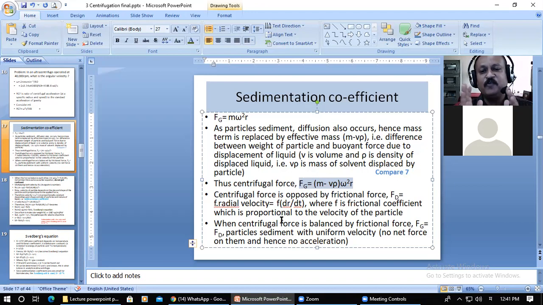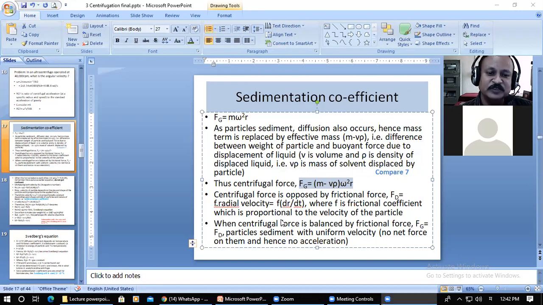Now this centrifugal force is opposed by the frictional force. Again, we have seen this yesterday also. We have tried to balance the three forces. Which were the three forces? One was the force of gravity, with which the particle goes down to the bottom of the container. The second force was the force of buoyancy. Again, we have considered that force here, but we have written it in terms of the effective mass of the particle. And then the third force that we had seen yesterday was the viscous drag, that is the frictional force, right?